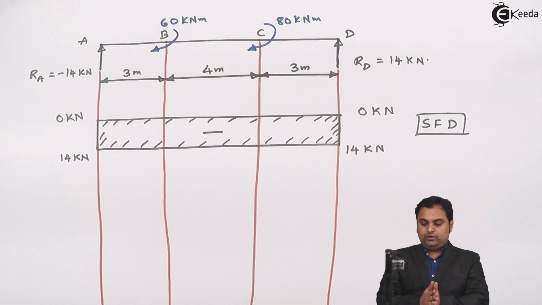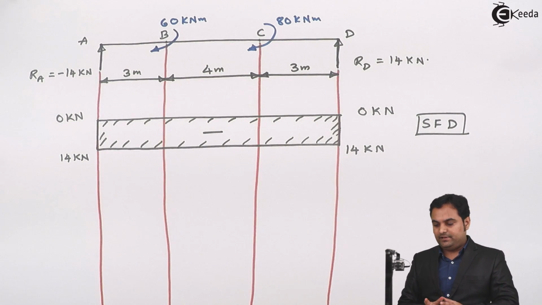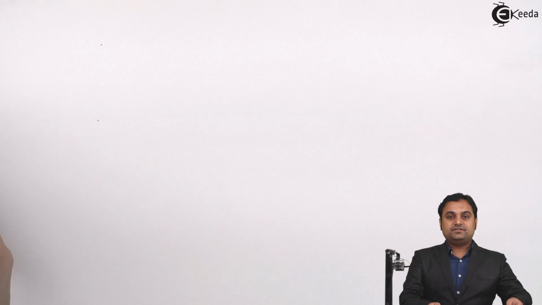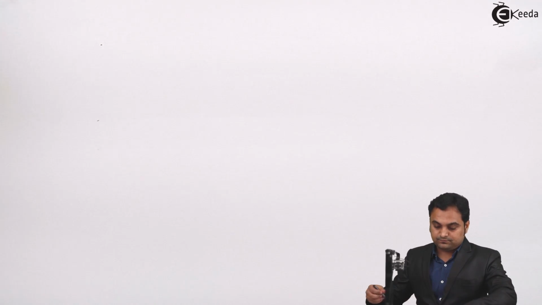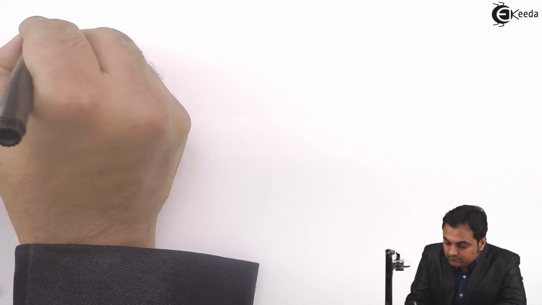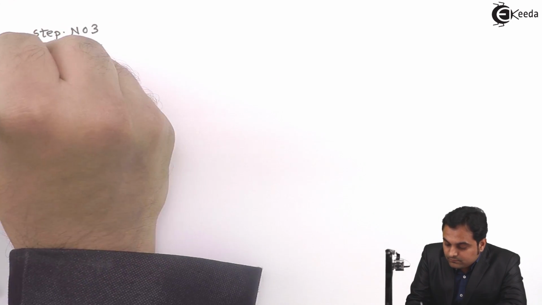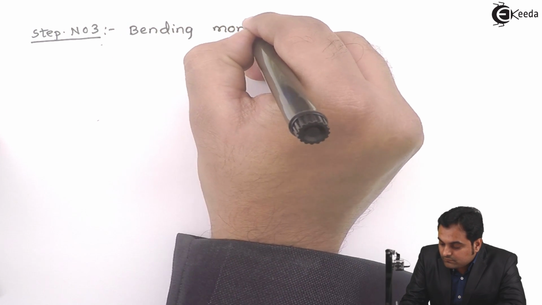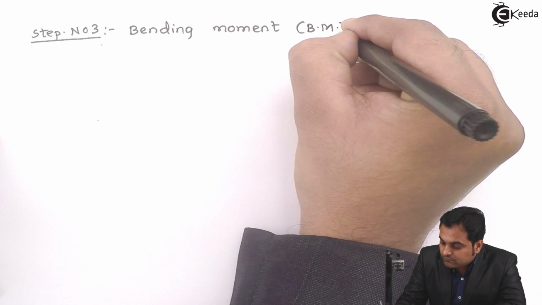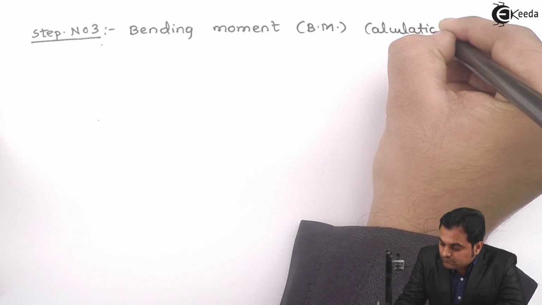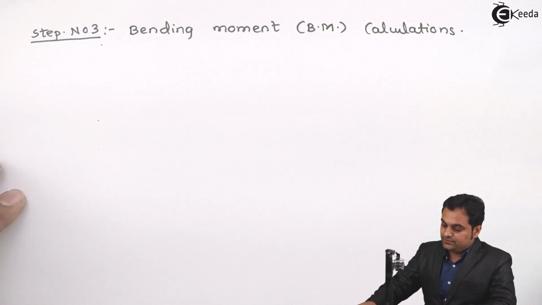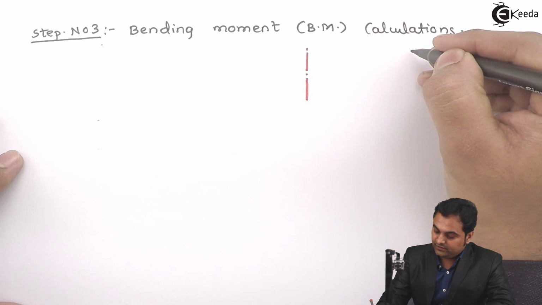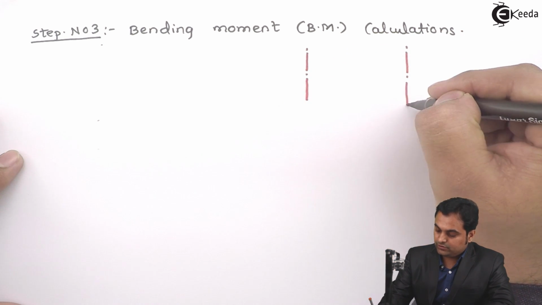for the given problem. So now, after completing the shear force diagram, I can say that step number 2 has been completed. Now step number 3, that is bending moment calculations. For this also, like in case of shear force, we need to have sign convention first, without which we cannot solve the problem.